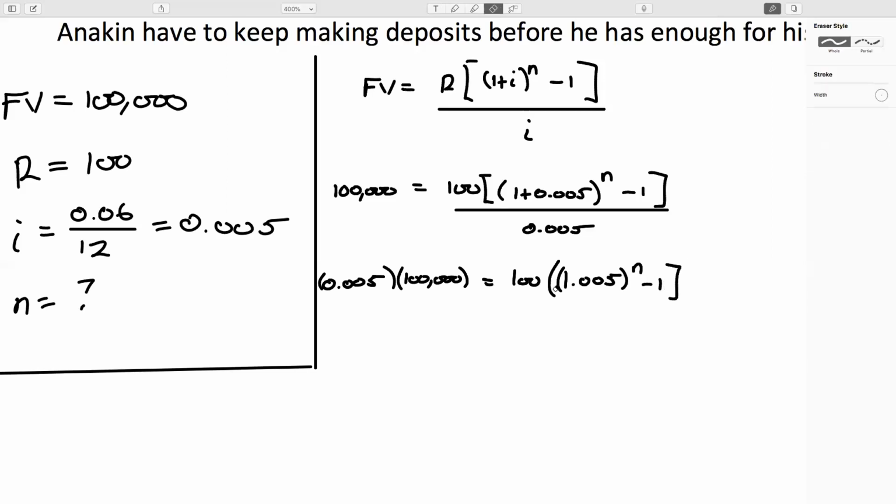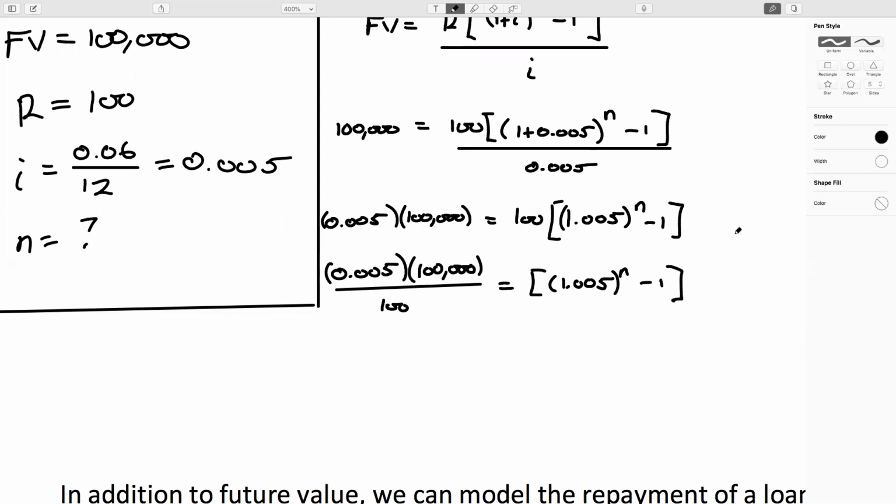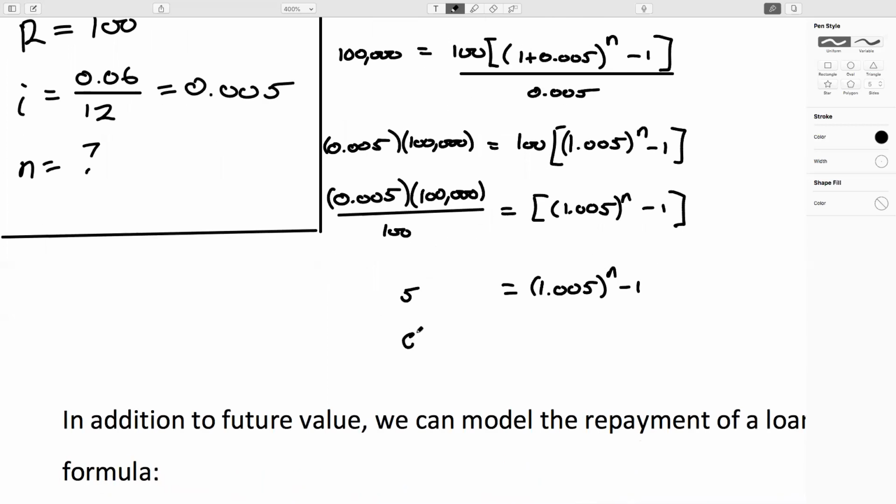And let's use square brackets to keep it consistent. Now I need to divide by 100. So 0.005 times 100,000, all divided by 100, equals 1.005 to the power n minus 1. 0.005 times 100,000 divided by 100 is just 5. So 5 equals 1.005 to the n minus 1. I can add 1 to both sides. So 6 equals 1.005 to the power n.